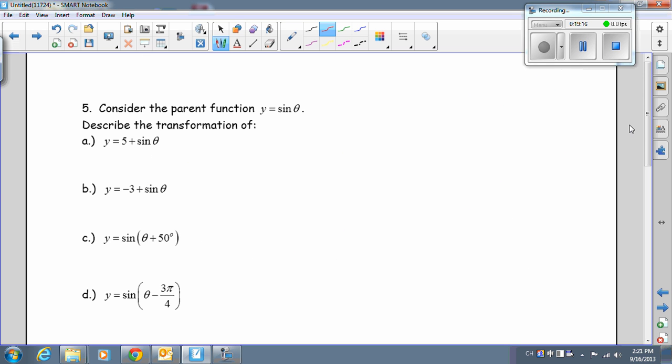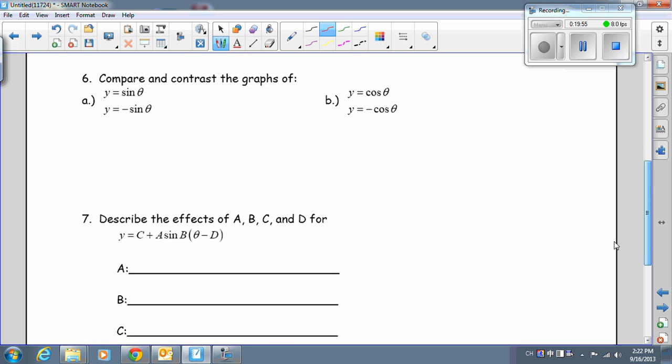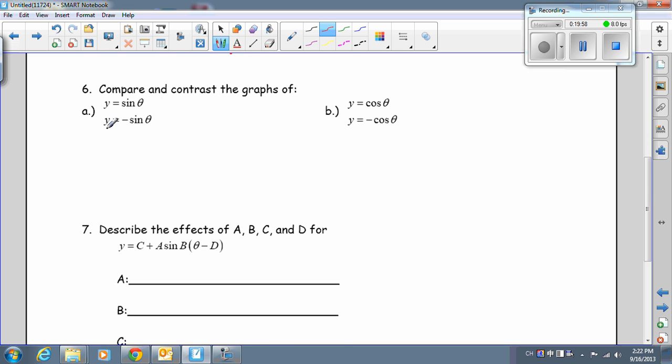Alright, let's do this real quick. Consider the parent function y equals sine theta. Describe the transformation. If y is equal to 5 plus sine theta, you should understand that you go up 5. This was on your first after party, but using a different function. This one, of course, is down 3. If it's inside the parenthesis, it's moving left and right. The positive one will move to the left 50, and the negative one should move to the right 3 pi over 4.